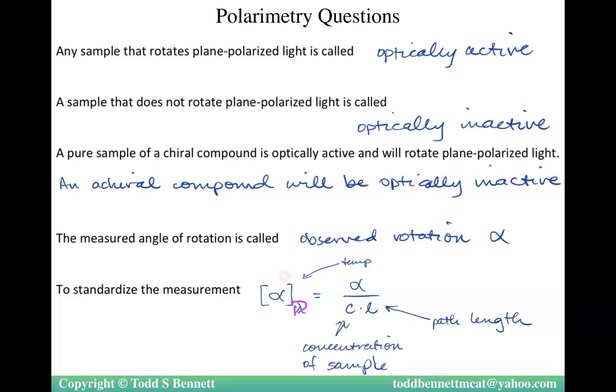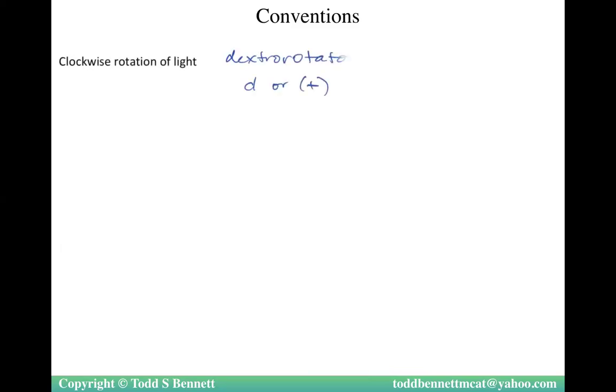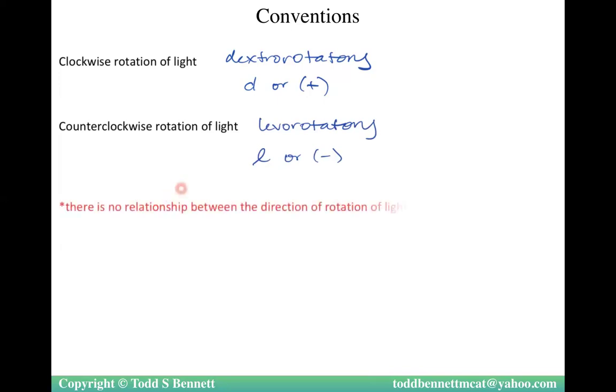So the standard alpha D is what we're going to use to compare one compound to another. So, conventions: clockwise rotation of light is called dextrorotatory, given a D as we saw earlier, also designated as plus. Counterclockwise rotation of light is levorotatory, L, or also given a negative designation. There is absolutely no correlation between small d and capital D, small l and capital L.